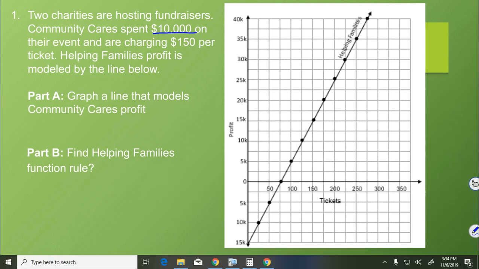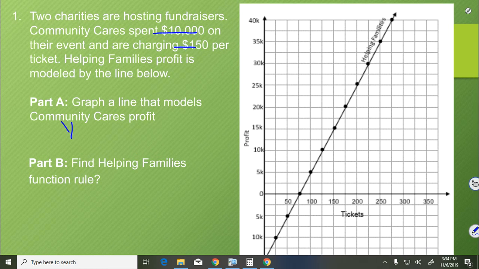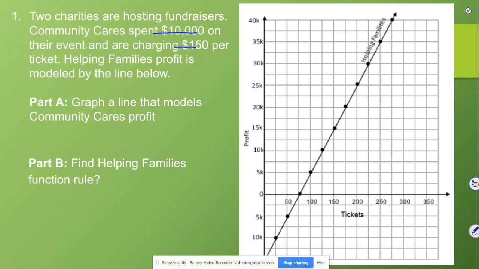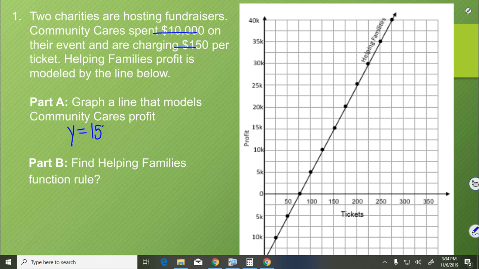Well, in this scenario, we know that Community Care's equation should be y equals 150x minus 10,000. And what that tells us is that they spent the 10,000, that's why it's minus, and they're raising $150 per ticket. So we have to graph that by starting at negative 10,000.